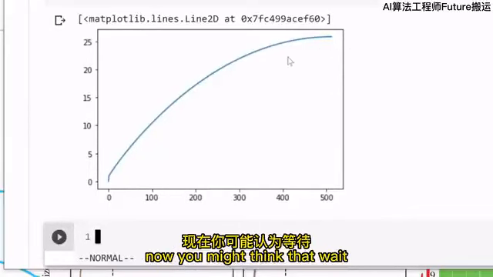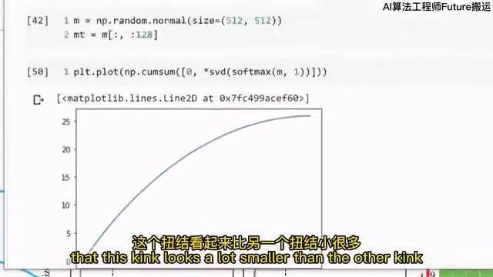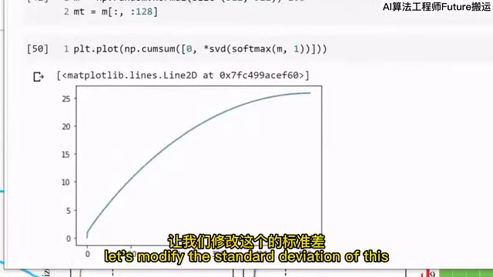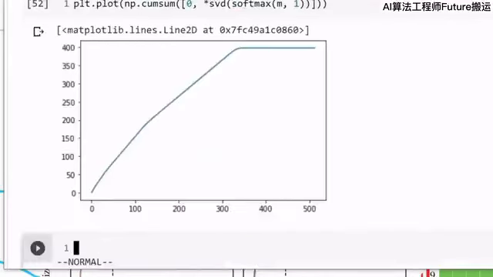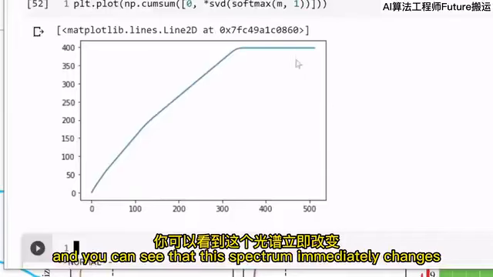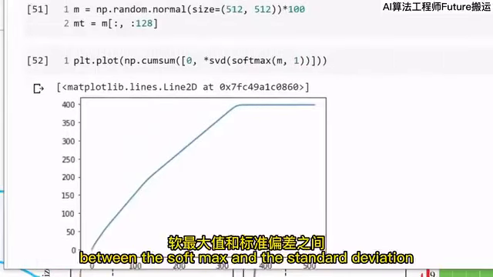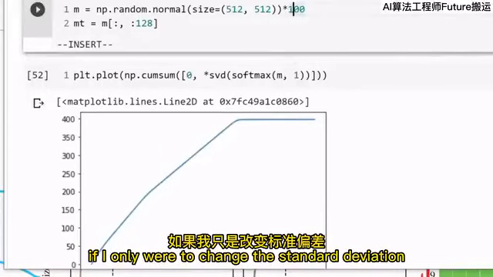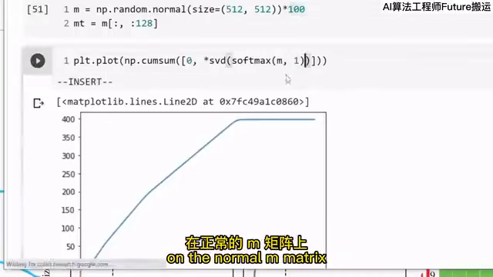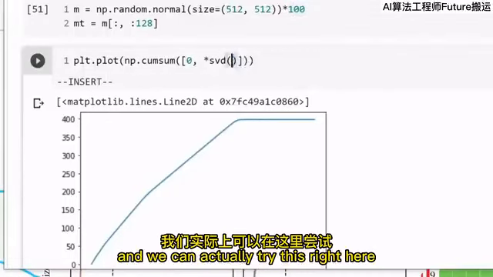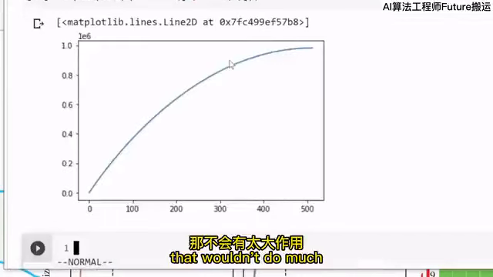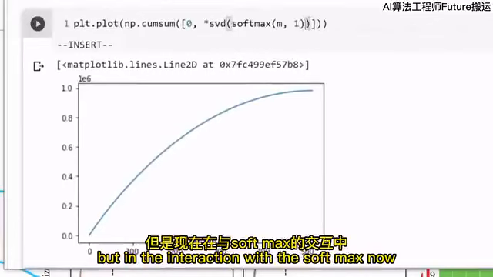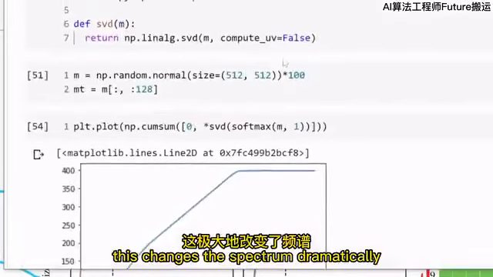Now you might think that, wait, this kink looks a lot smaller than the other kink. But if we modify the standard deviation of this random matrix, you can see that this spectrum immediately changes, right? Because of the interaction now between the softmax and the standard deviation. If I only were to change the standard deviation on the normal M matrix, and we can actually try this right here, that wouldn't do much. That would still look pretty much the same. It's just differently scaled. But in the interaction with the softmax, this changes the spectrum dramatically.